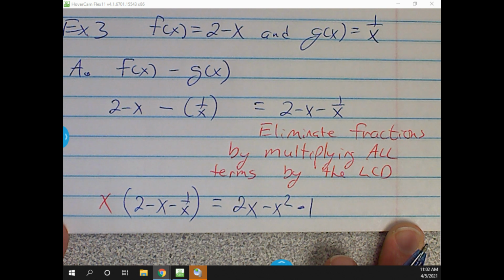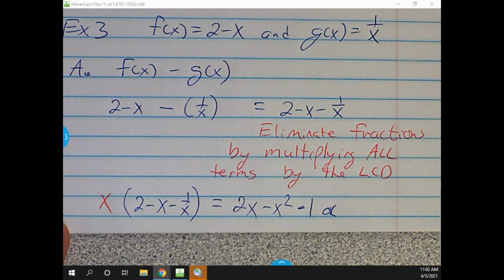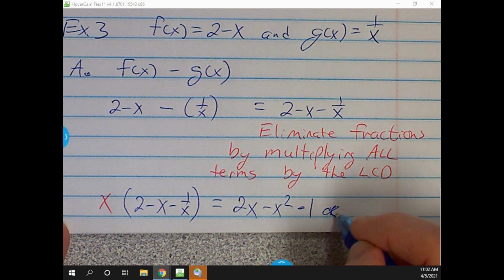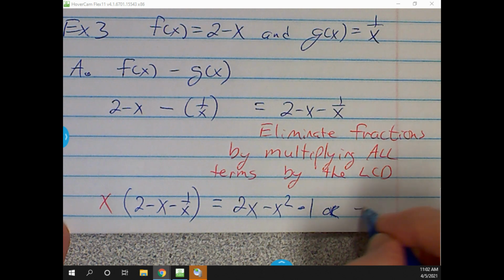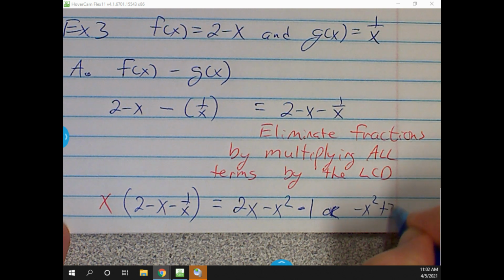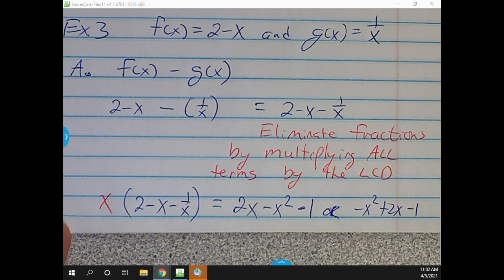That answer probably would be okay if we stick to everything that we've been doing lately. A lot of times on these, they're going to ask for standard form or standard notation, so we go back and write it in descending order. Negative x squared plus 2x minus 1 probably would be a little bit better answer. There's nothing wrong with the other one, but this one's a little bit more correct, I guess, if you want to say it that way.